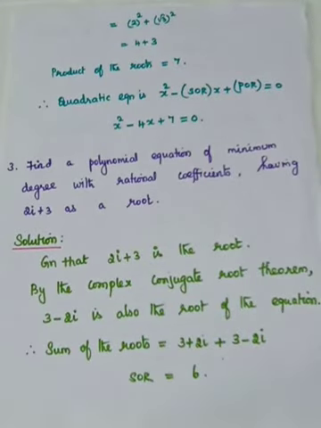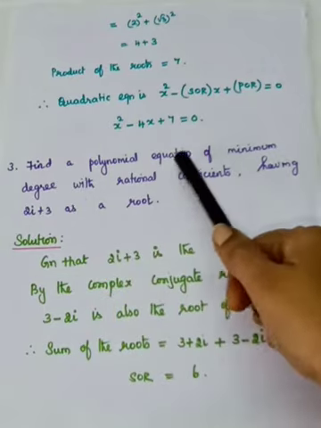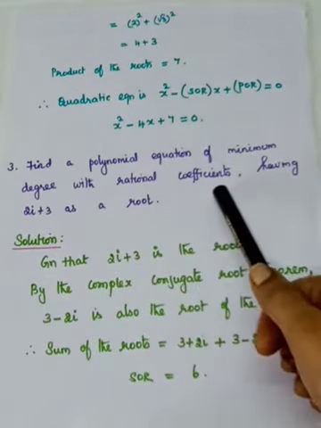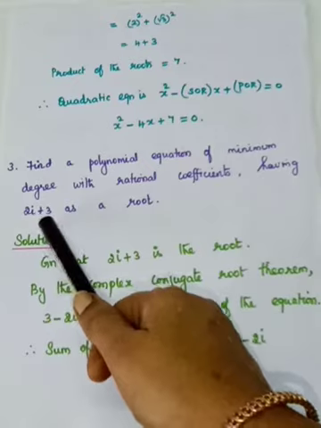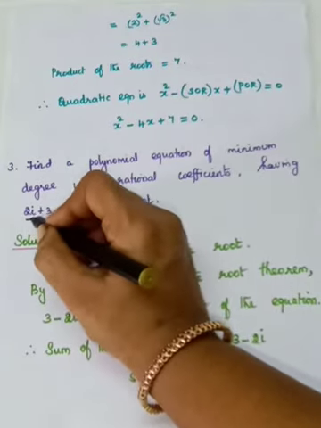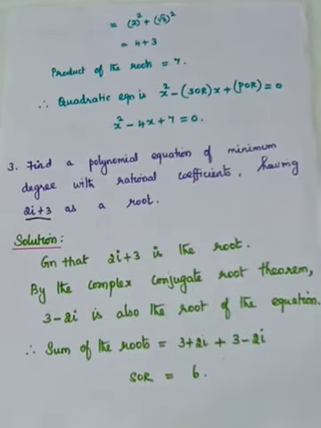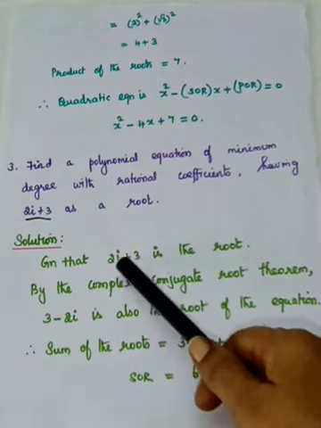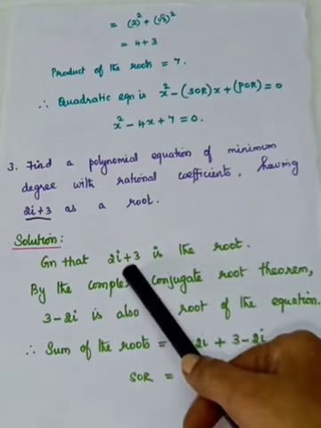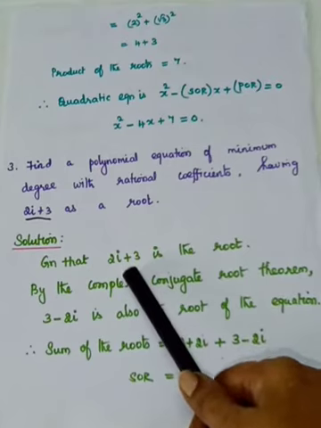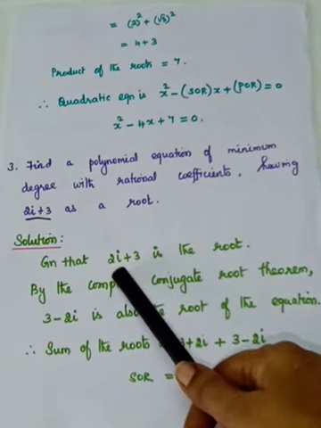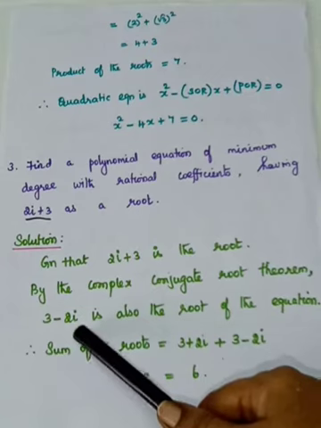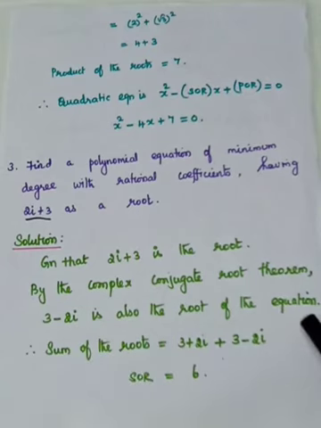Coming to the same way, find a polynomial equation of minimum degree with rational coefficients having 2i plus 3 as a root. 2i plus 3, what is that? It's an imaginary root. The same theorem, what is that? The complex conjugate root theorem. That is what? Imaginary roots occur in conjugate pairs. So what is the conjugate of this? Conjugate means you have to change the sign of the imaginary part. Which is the imaginary part? 2i. So therefore 3 minus 2i is also a root of the equation.